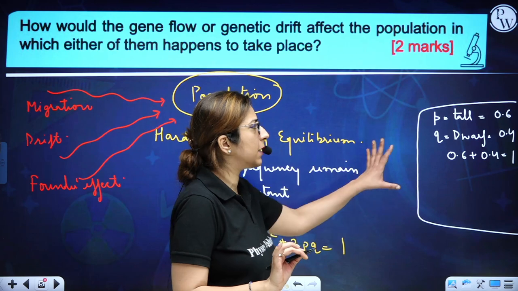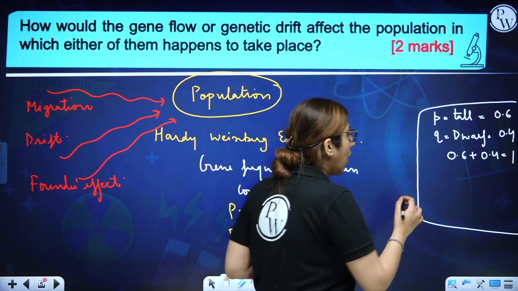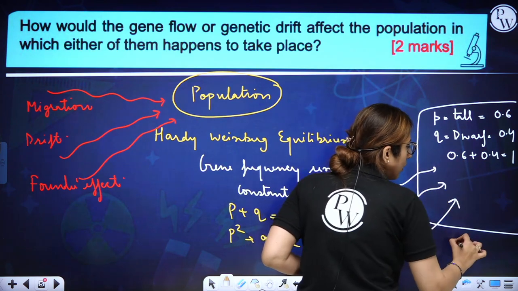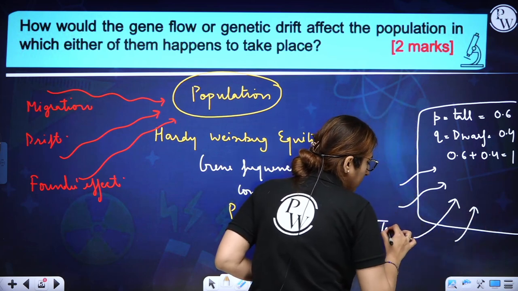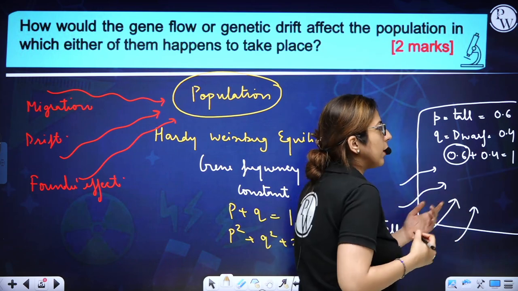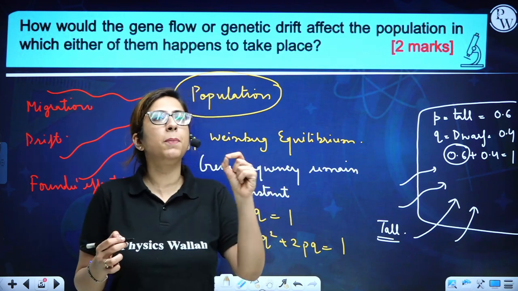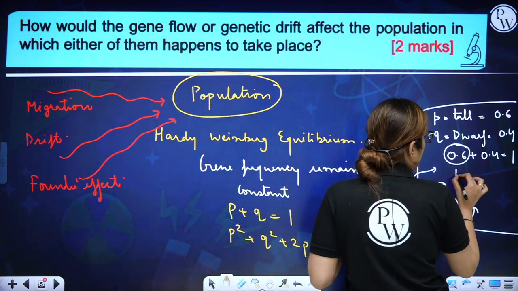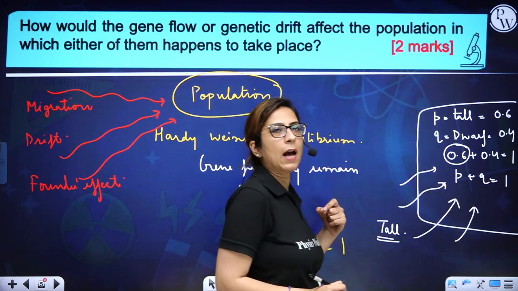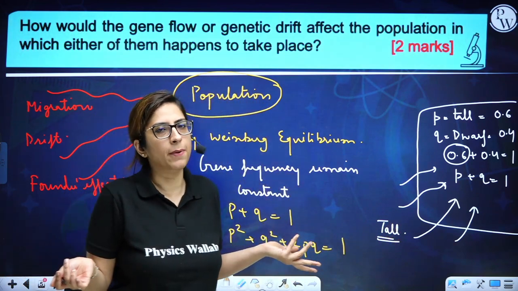Suppose in this particular population, lots and lots of tall individuals are coming. Guys, then what will happen? It will increase. It will not come to 1. That means p plus q, this is q, it will be equal to 1. But once the migration happens, p plus q will not be equal to 1. Yes, it happens. Clear?